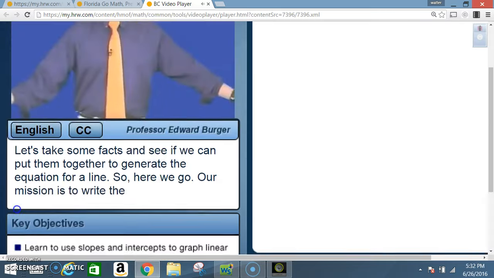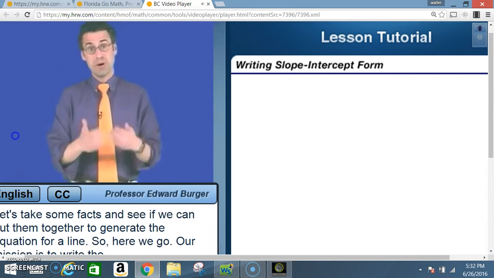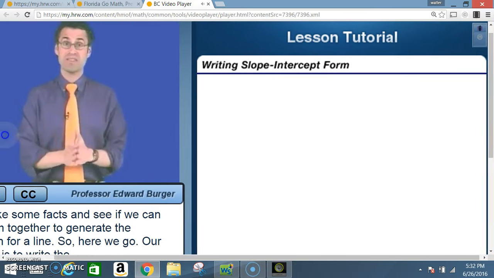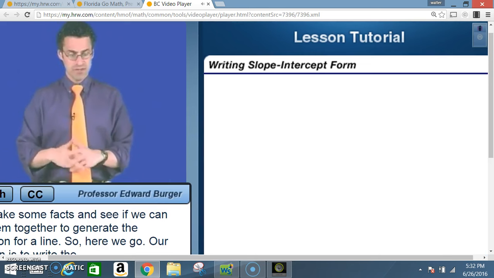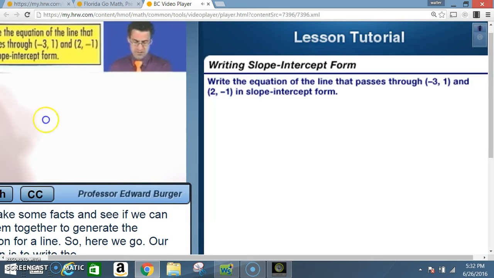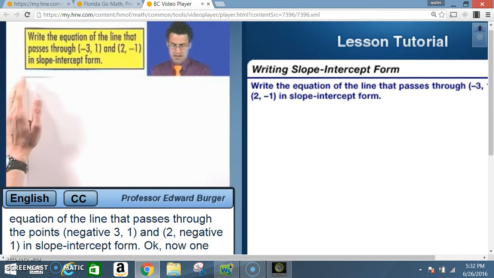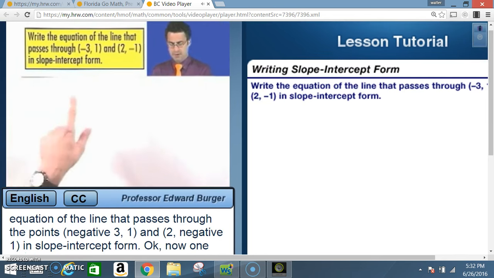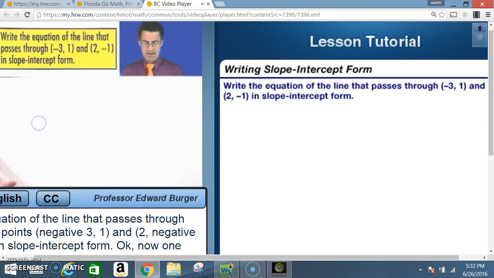Okay, well now let's take some facts and see if we can put them together to actually generate the equation for a line. So here we go. Our mission is to write the equation of the line that passes through the point negative 3, 1, and 2, negative 1 in slope-intercept form.